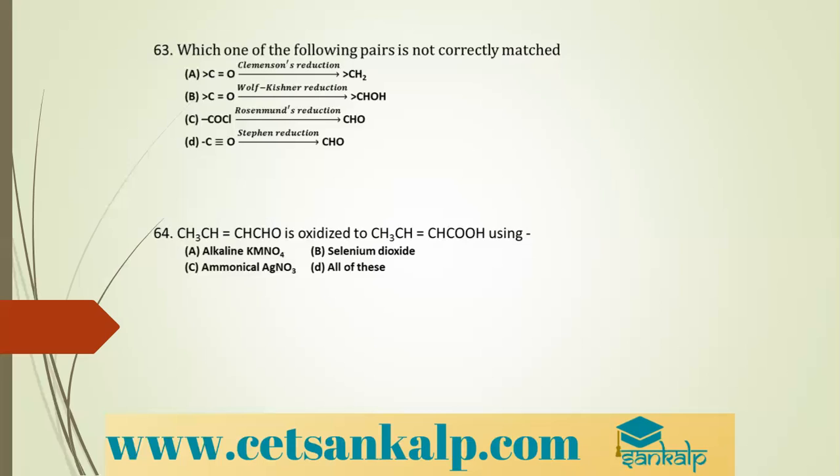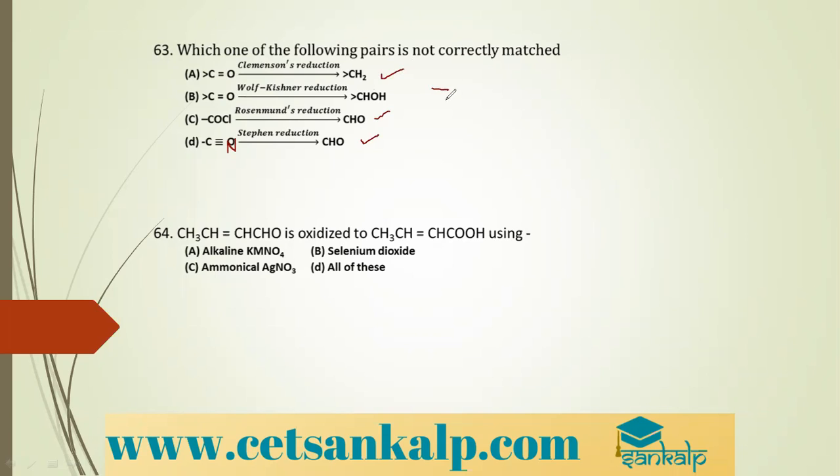Moving to the third one, acid chloride on subjecting to Rosenmund's reduction, we get aldehyde. Exactly. Then Stephen's reduction, carbonyl compound, we get CHO. There is a slight mistake there, you can make a correction. For Stephen's reduction, what is being used? Cyanide is being used. Yes, cyanides on Stephen's reduction give us aldehyde. So this is also correct.